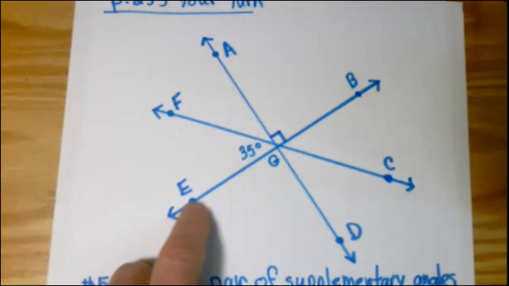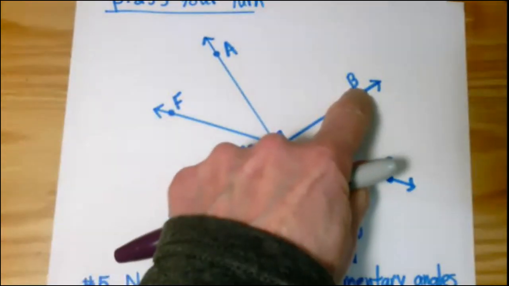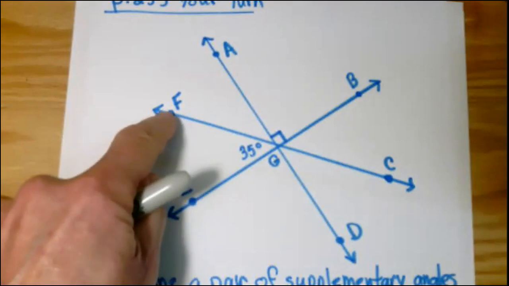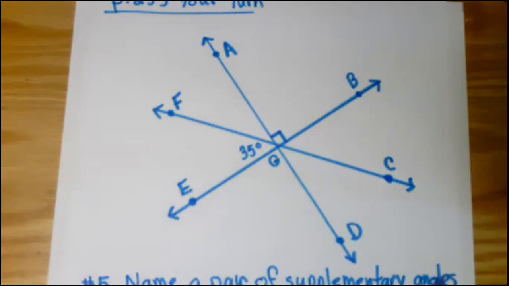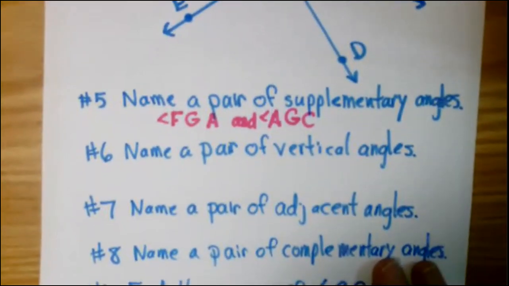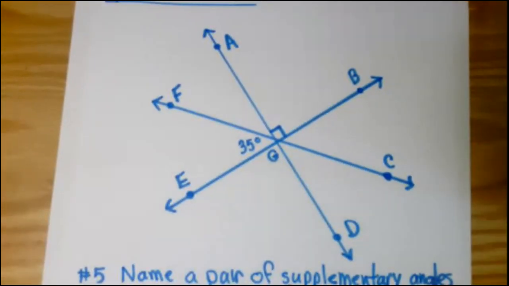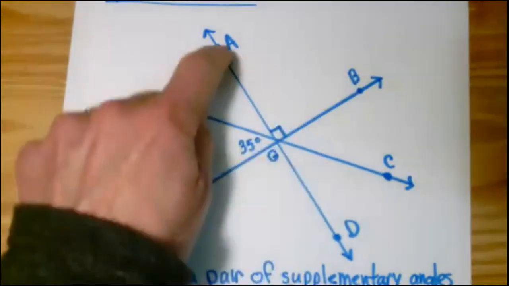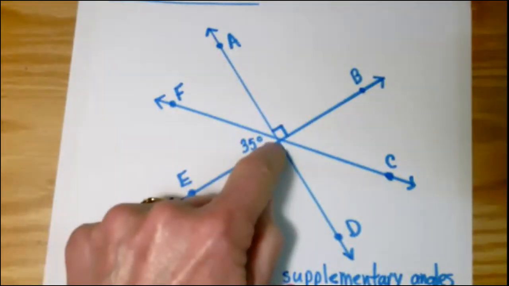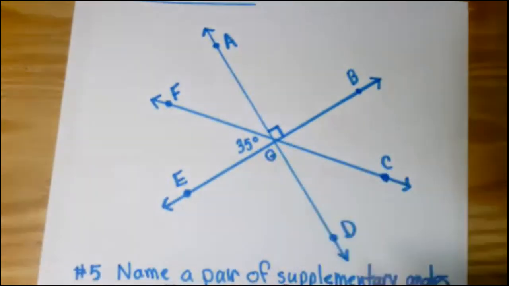There are others. We could pick EGF and FGB, right? Or we could do FGE and EGC. You can pick any of those, right? Number 6, name a pair of vertical angles. Vertical angles are opposite of each other. Well, we could pick AGB, this one here, and EGD, that one there, and they should both be 90. This is also a 90-degree angle, it's just upside down.